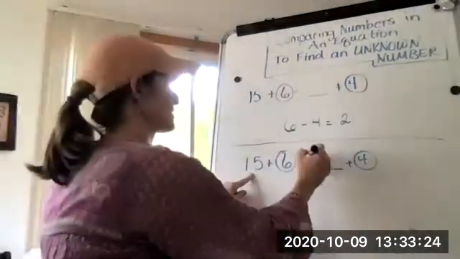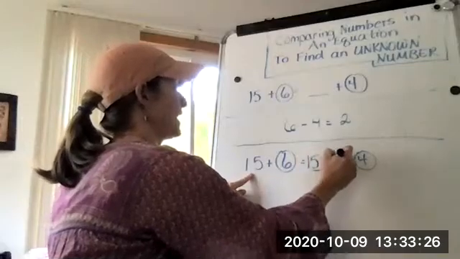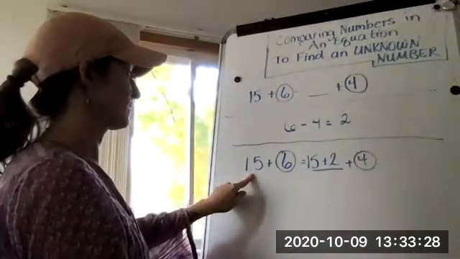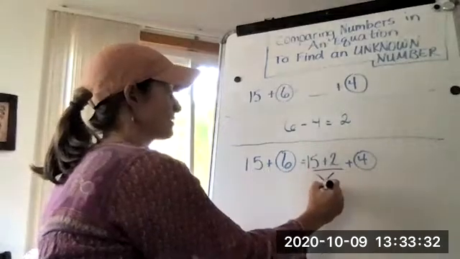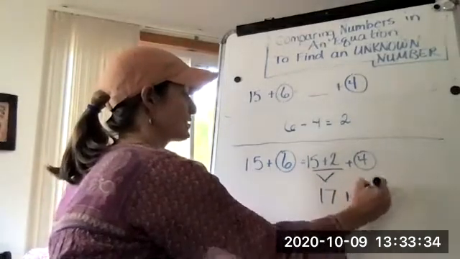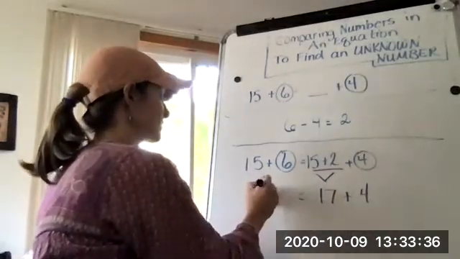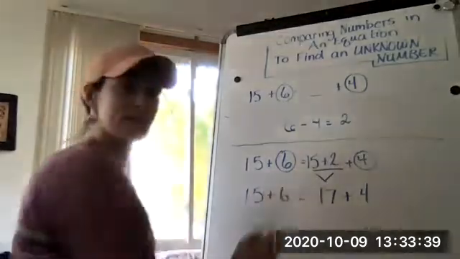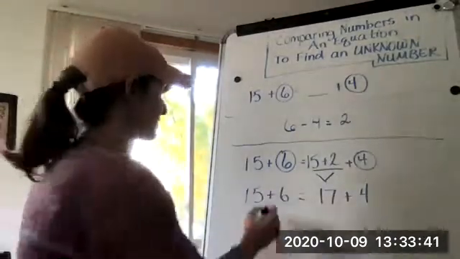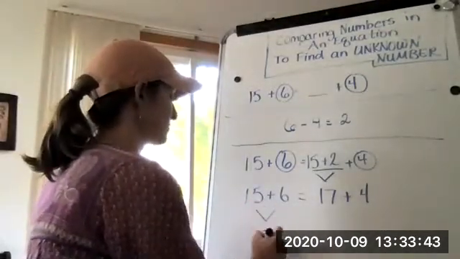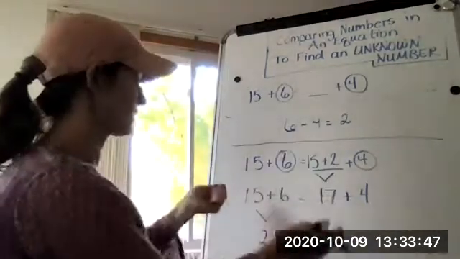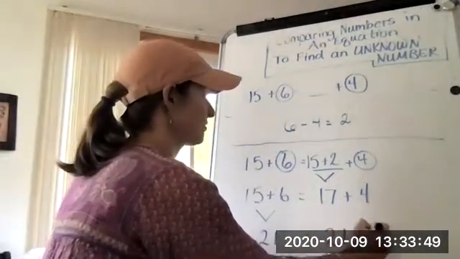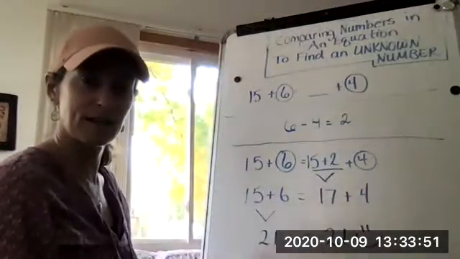So what we're going to do is we're going to take 15 and we're going to add 2 to that. Okay. So then the next thing you want to do is bring down this number. So now we've got 17 plus 4 equals 15 plus 6. So let's just double check that we have the correct answer. This equals 21. This side has to equal 21 in order for it to balance out. And yes, it does. So fantastic.